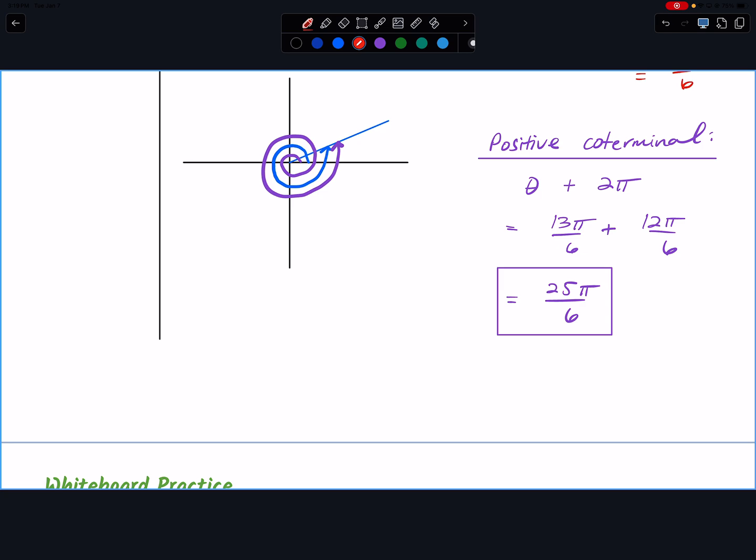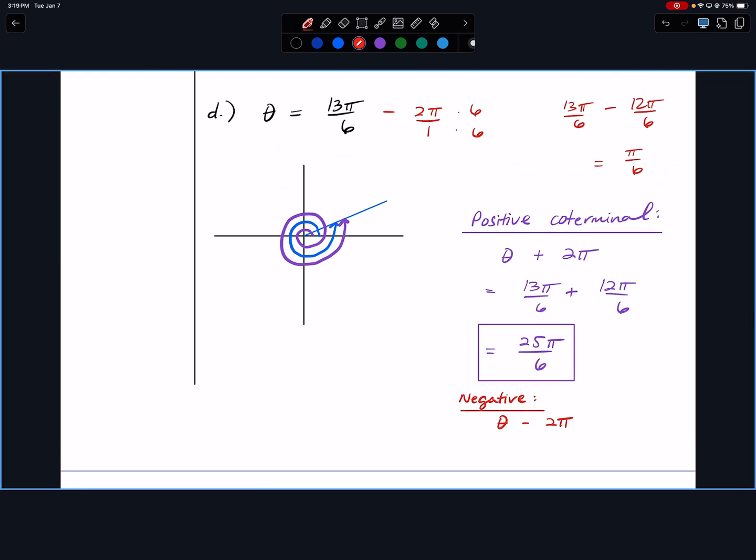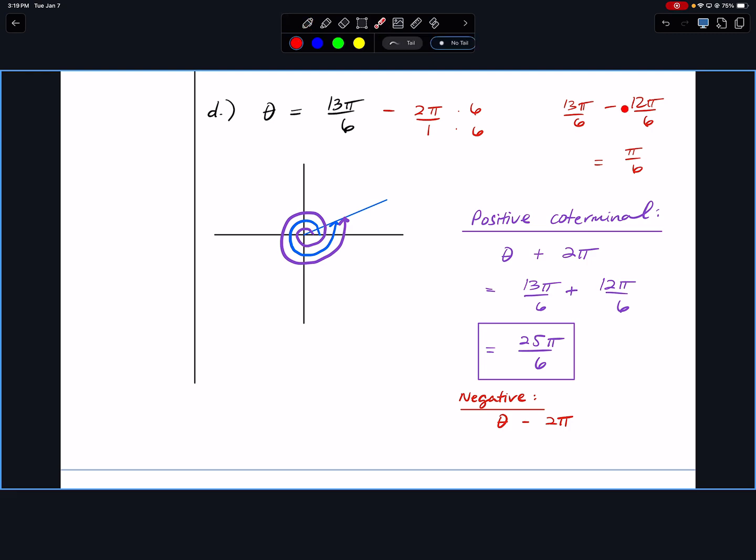To find a negative coterminal angle, I'm going to help you guys out. If you look back earlier, didn't we already subtract 2 pi? You guys follow me? We subtracted 2 pi earlier and we got pi over 6. Is this negative? No, so what do I need to do again? Subtract again.